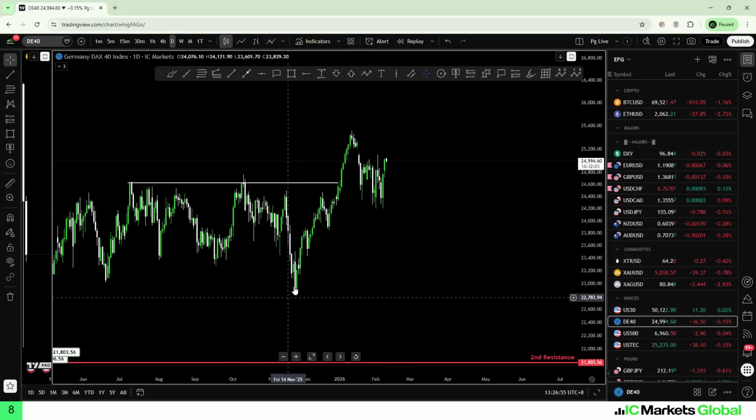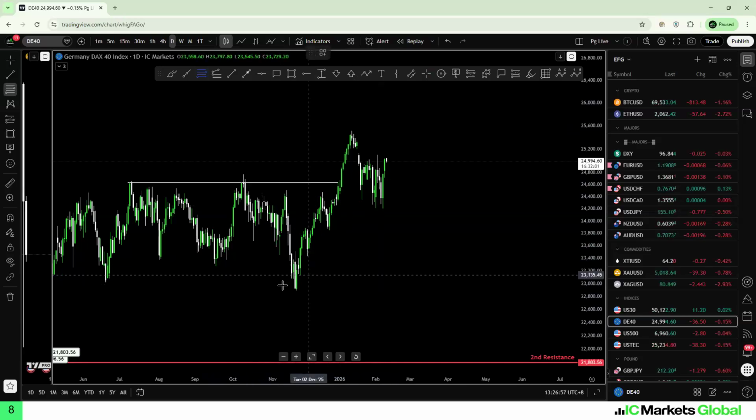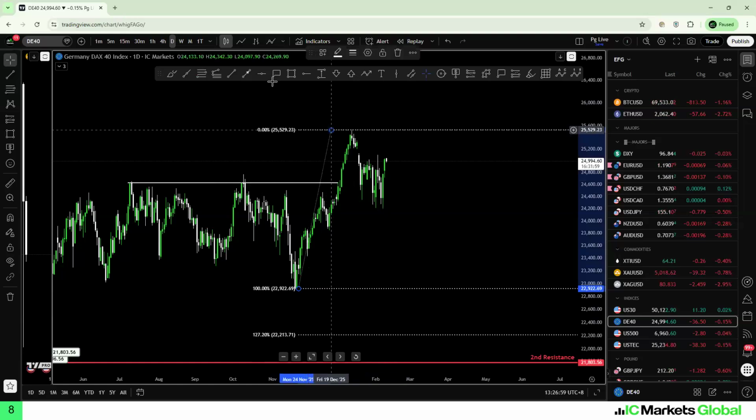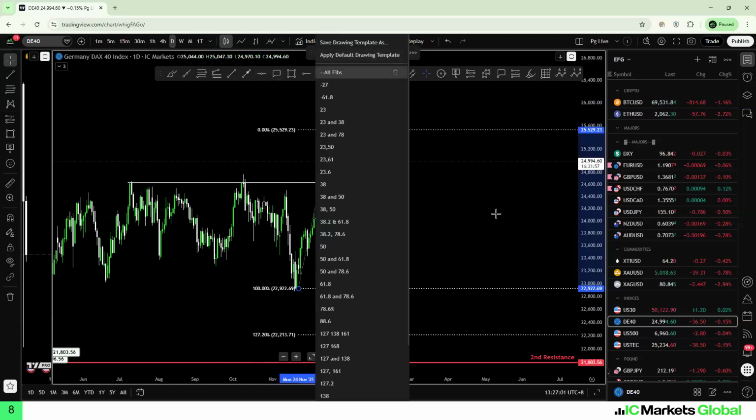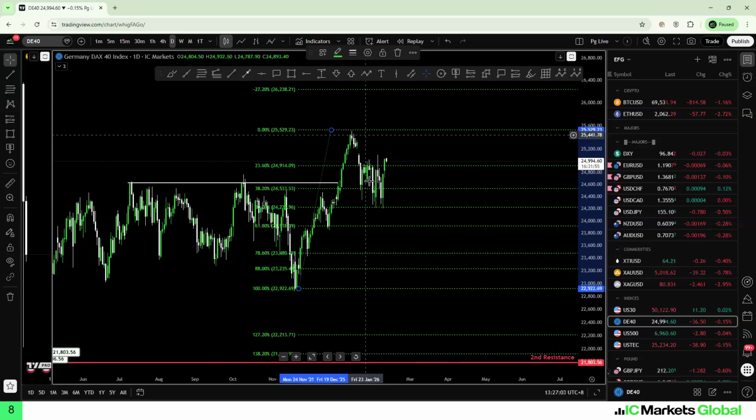Now, we have the swing low and we have the swing high. You want to see how many percent price pulled back. If you want to see the retracement from the swing low to the swing high, you can see that they retraced to the 50% Fibonacci.